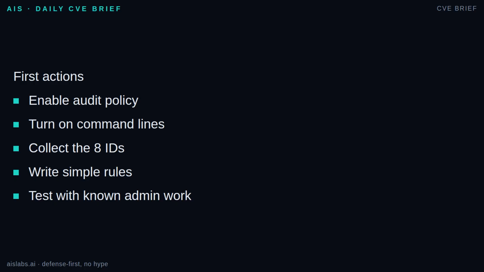Repeated 4625 followed by 4624. 4720 outside approved admin hosts. 4728 or 4732 adding privileged access. 7045 on workstations. 1102 anywhere. Then tune with known help desk work, patching, and server administration.